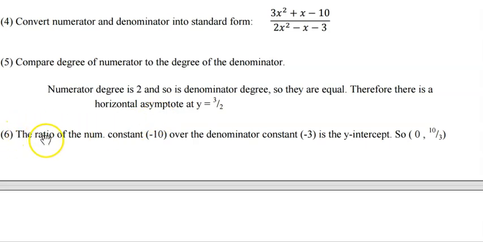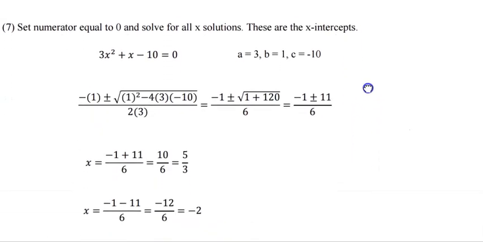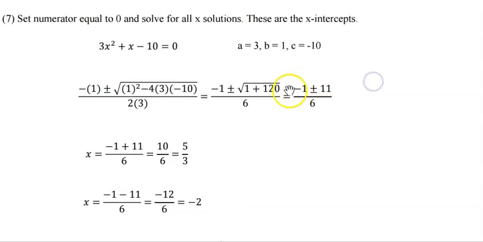Now we just need the y-intercept and the x-intercepts. Well, step 6 says that the ratio of the numerator constant, which is negative 10, over the denominator constant, which is negative 3, is the y-intercept. So it's negative 10 over negative 3. But negative 10 over negative 3, we can cancel the negatives and we just get 10 over 3. So the y-intercept is at 0, 10 over 3. Okay, almost done. And now step 7, the last step, this one's probably the longest one.